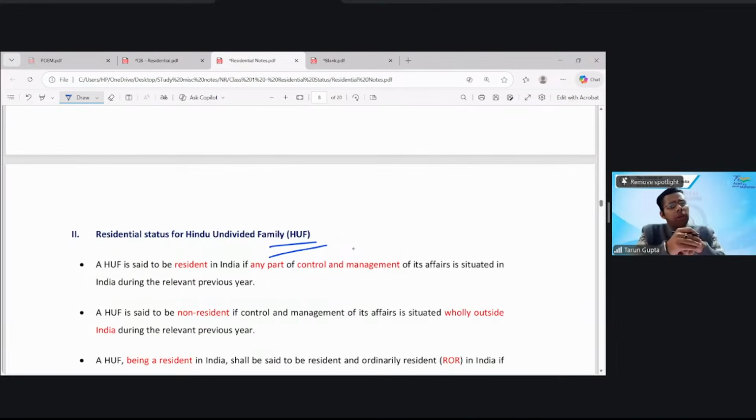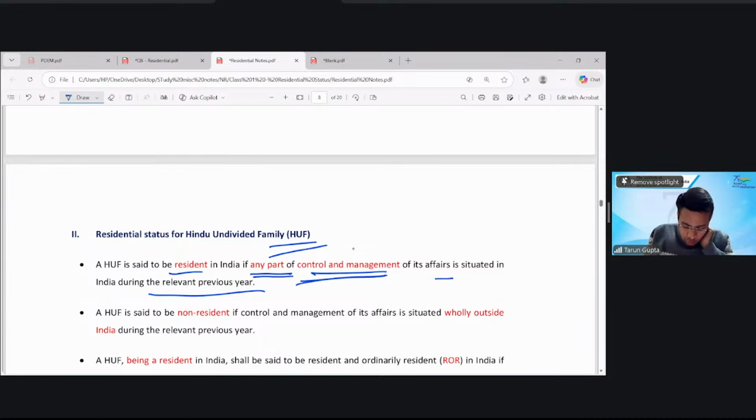So what the law says for them is that they will be deemed to be resident in India if their control and management is in India. If the whole of the control and management is outside India, then they will qualify as non-resident. An HUF is said to be resident if any part, even a single decision, of the control and management of its affairs is situated in India during the relevant previous year.